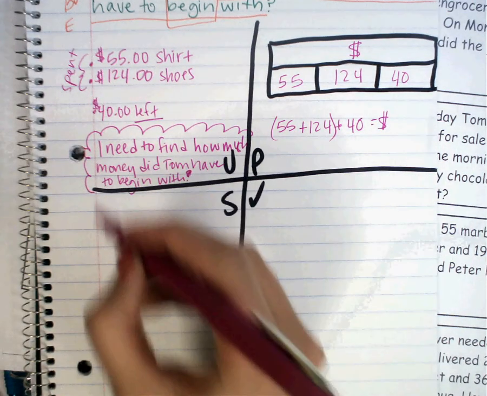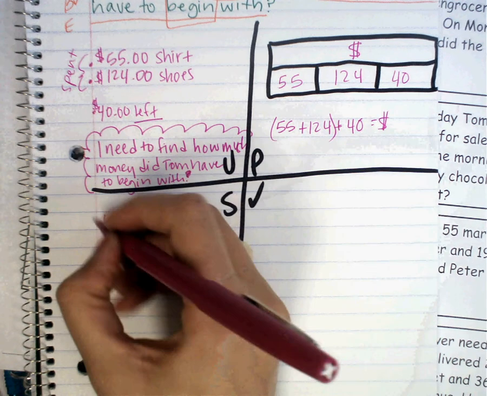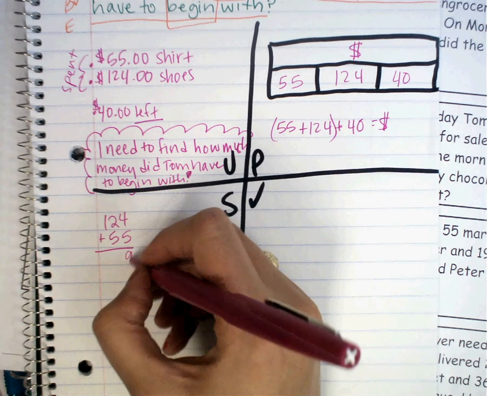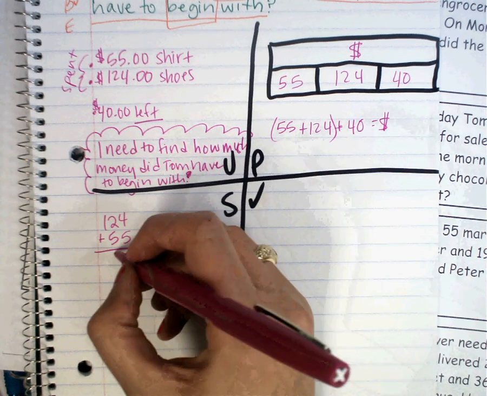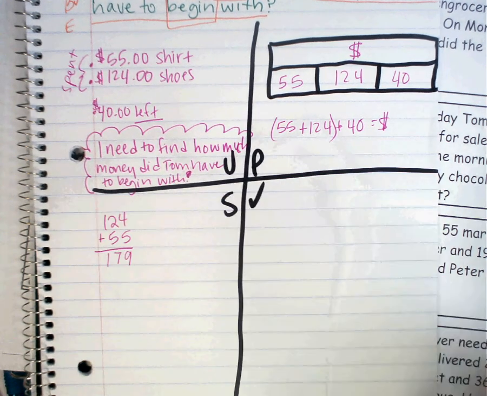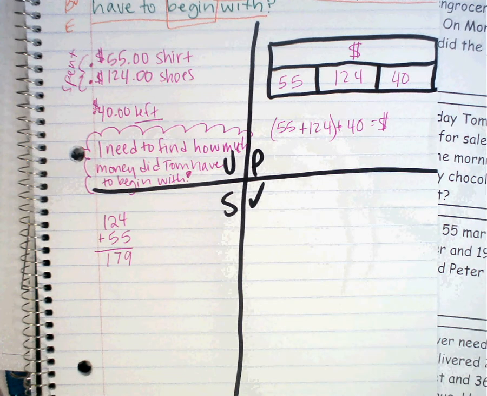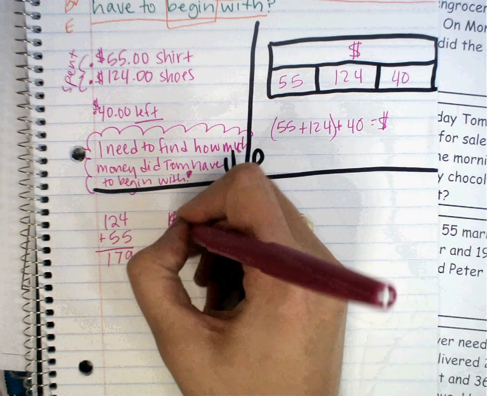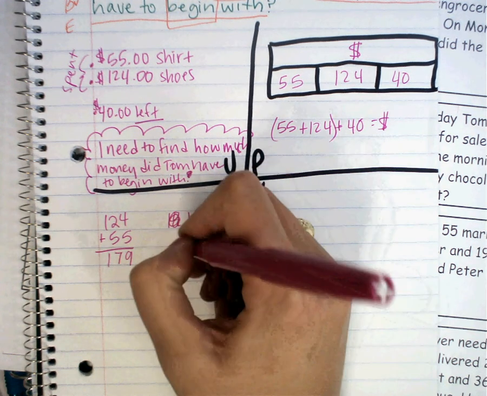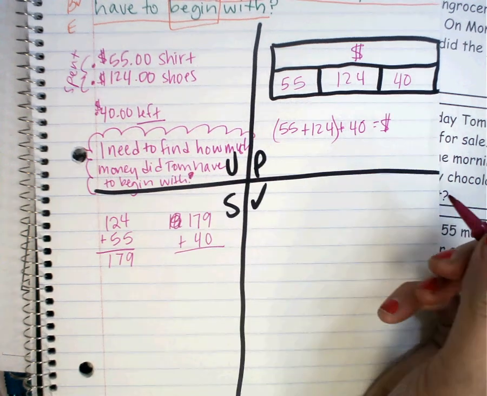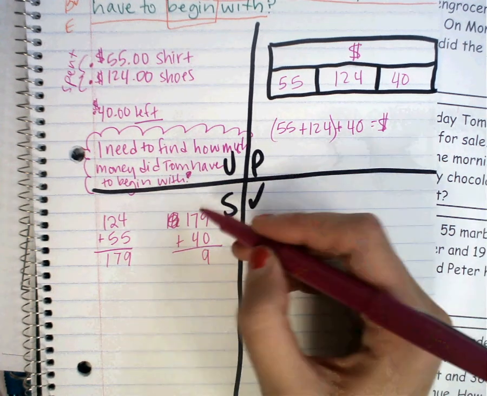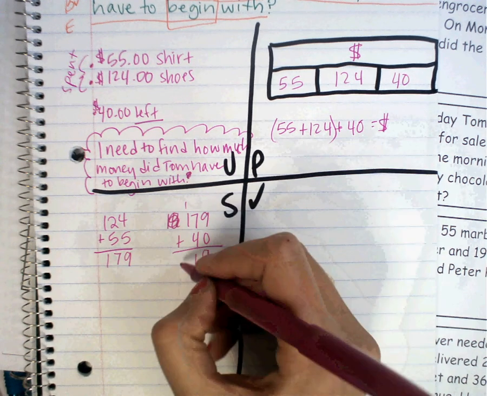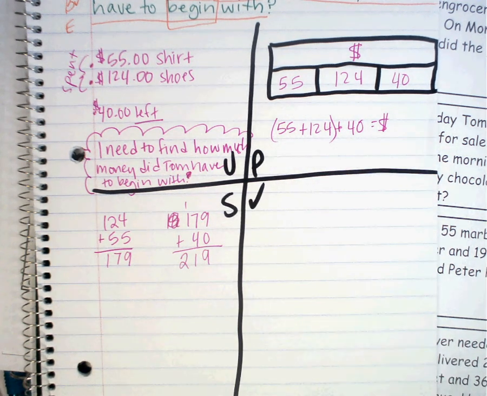Let's do 124 plus 55. 4 plus 5 is 9. 2 plus 5 is 7. 1 plus nothing is 1. All right. And then we need to add 40, right? We need to take that answer. 179 plus 40. 9 plus 0? 9. 7 plus 4? 11. 1 plus 1? 2.